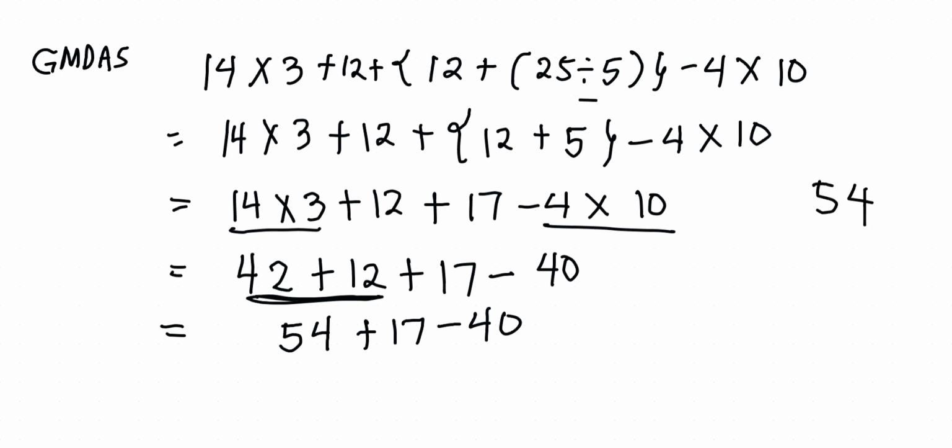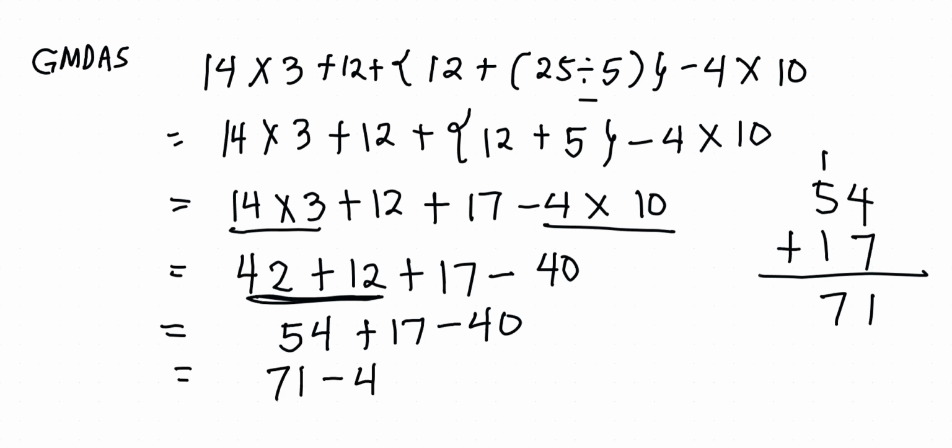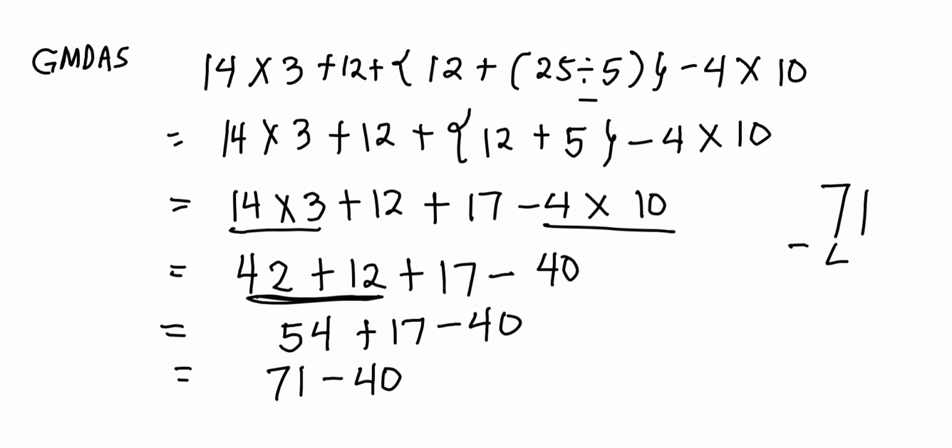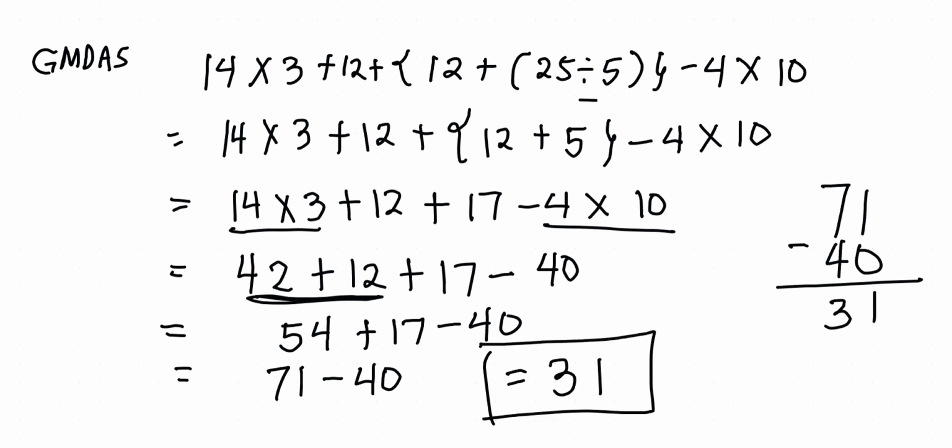54 plus 17, 4 plus 7 is 11, carry 1. 5 plus 1 is 6 plus 1, that's 71. 71 minus 40. And what is 71 minus 40? So 1 minus 0, just bring down 1. 7 minus 4, that is 3. So your final answer here is 31.